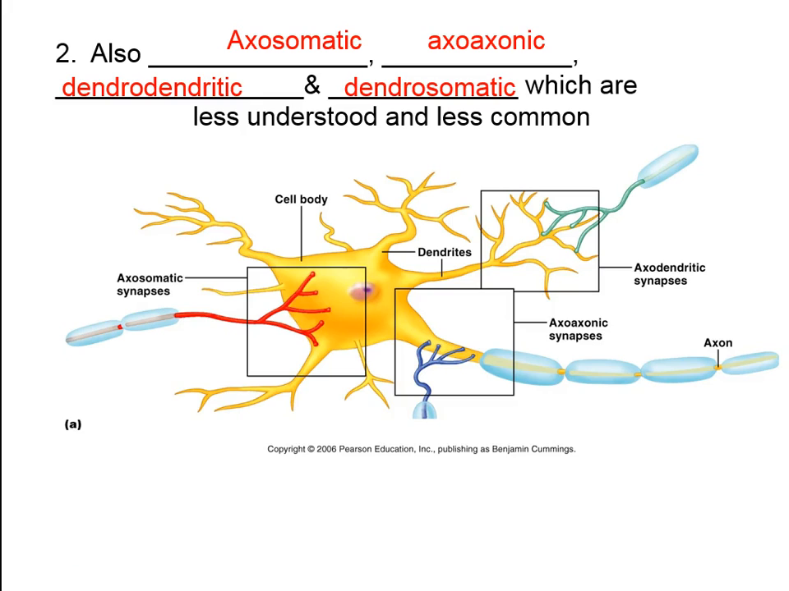We also have other kinds of connections between neurons. We have an axon that will synapse with the soma. We can have an axon that will synapse with another axon. We can have a dendrite that synapses with another dendrite, or a dendrite that synapses with another cell body or soma. These are less understood and less common, so scientists are not real sure how they function or why they're different from the others.